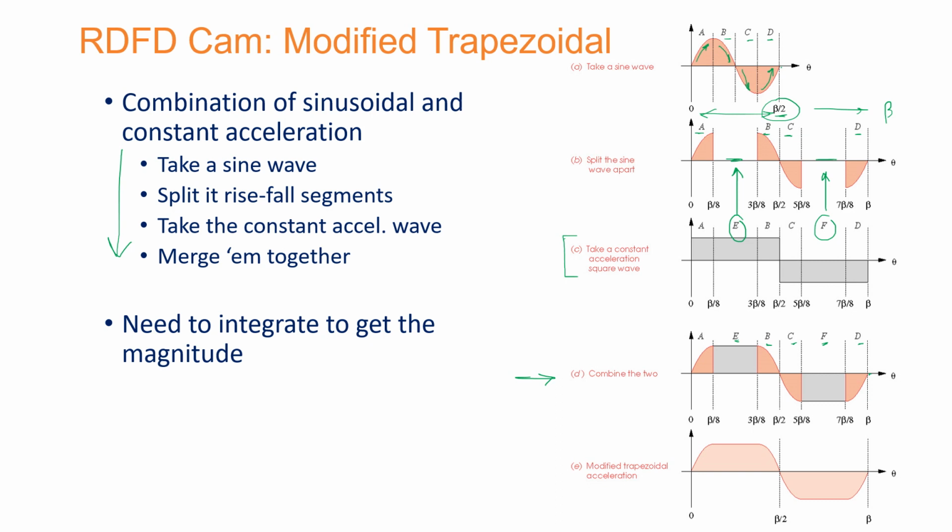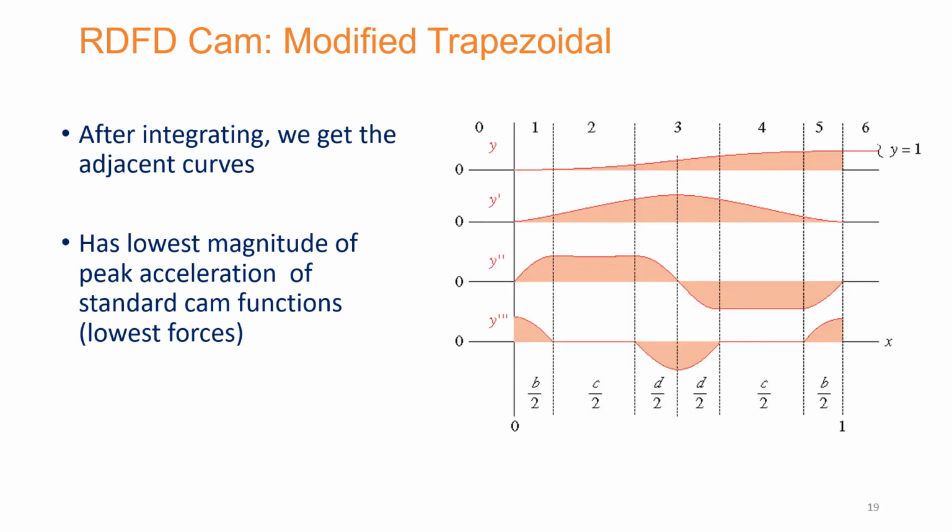But in this case, what we have done is we have merged the two waveforms together to construct a modified trapezoidal acceleration. And this is going to be helpful, as indicated in the subsequent slides. When you plot the SVAJ diagram, you are going to have the acceleration, the modified trapezoid that we have discussed in detail, plotted right over here.